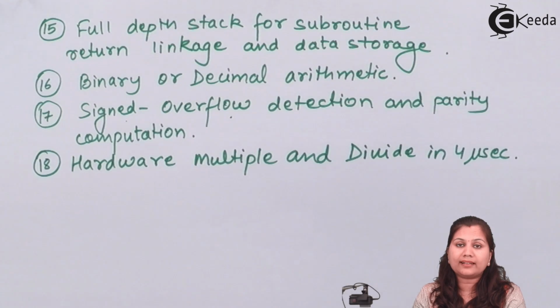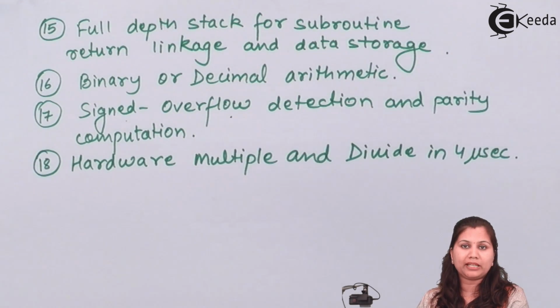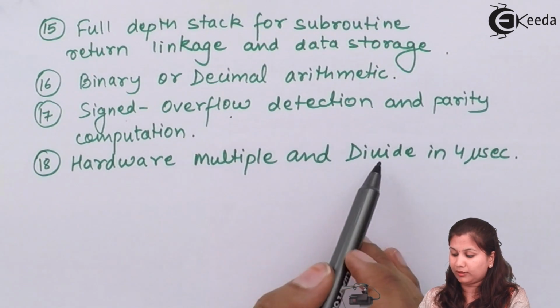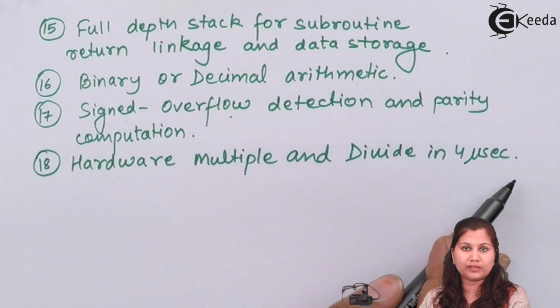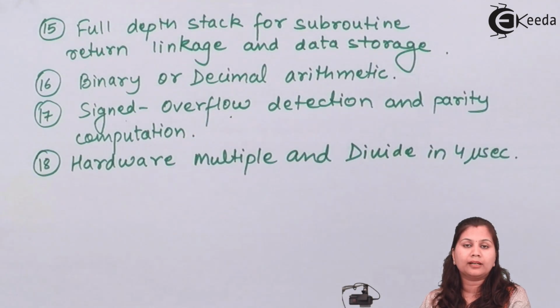As I've said, the speed of processing of the 8051 is very fast because it has a crystal frequency of 12 megahertz, and only 1 microsecond is taken in an instruction cycle. So if we want to perform multiplication and division in 8051, it can be completed in 4 microseconds. Okay, so very little time is taken to complete the task of multiplication and division.